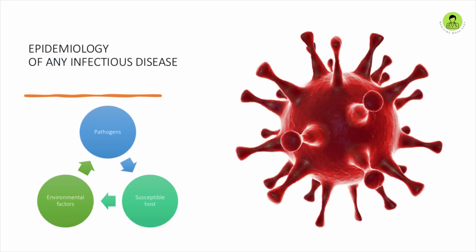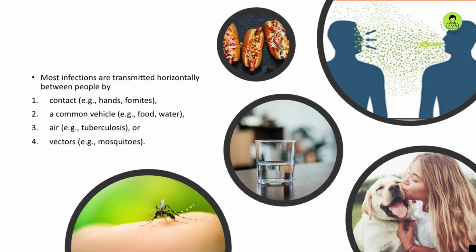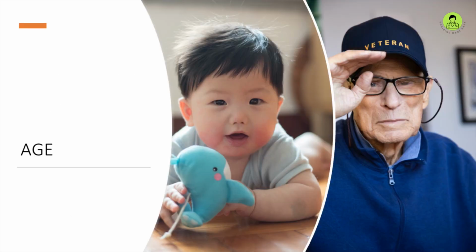Epidemiology of any infectious disease depends upon the pathogen, the susceptible host, and the environmental factors. Most infections are transmitted horizontally between people by contact, like hands for mites, or a common vehicle, as in case of food, water, or air, as seen in case of tuberculosis, or vectors like mosquitoes. Evaluation should determine whether the condition might be due to a transmissible agent and its source, whether the patient has done recent traveling, and whether there are any other secondary causes for the fever.